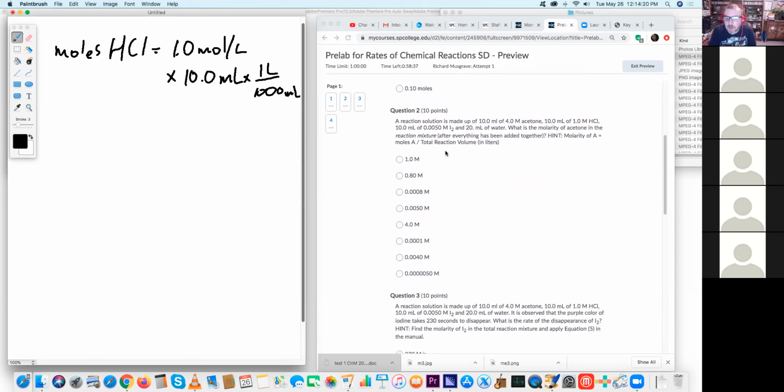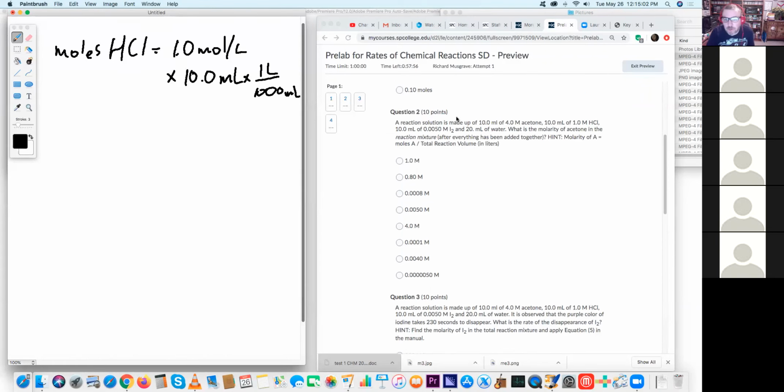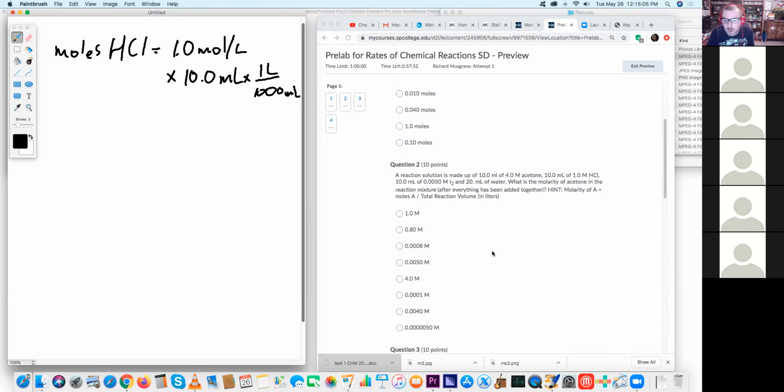So the next one, a reaction solution is made up of that many mL of this and that many mL of that. So what's the molarity of acetone in the reaction mixture? The thing with this question is that it's not 4.0 molar anymore, because once you've put it into the reaction mixture, it's diluted with all of those different things. If you look at the total volume, you'll see it goes 10, 10, 10, and 20. So it's a total of 50 mL now, where it was 10. So it is going to be diluted relative to what it was previously. What you can do is apply what we did in question one to get the moles, and then divide that by the total reaction volume in liters. Does anybody need any other guidance than that? Any questions?